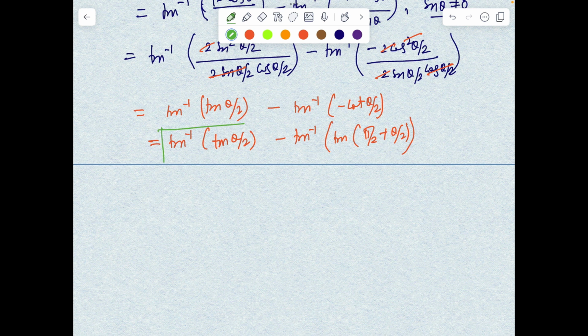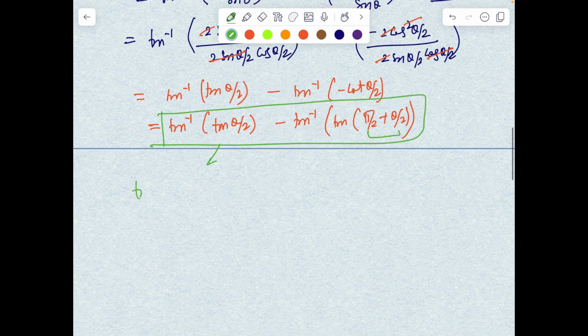Okay, so from here, since we already know the restrictions of tan inverse, I know this quantity can be written as theta over 2 or pi by 2 plus theta over 2 if and only if it is in the principal domain, because we can recall tan inverse theta belongs to minus pi over 2 to pi over 2.